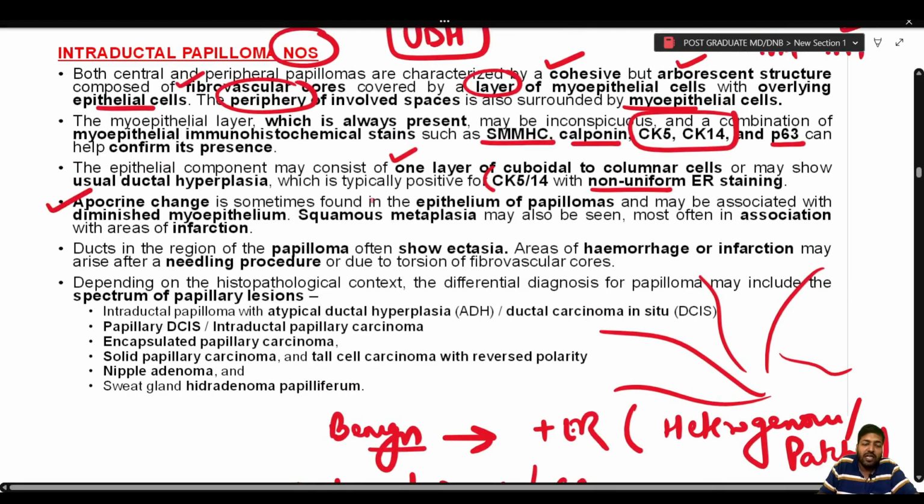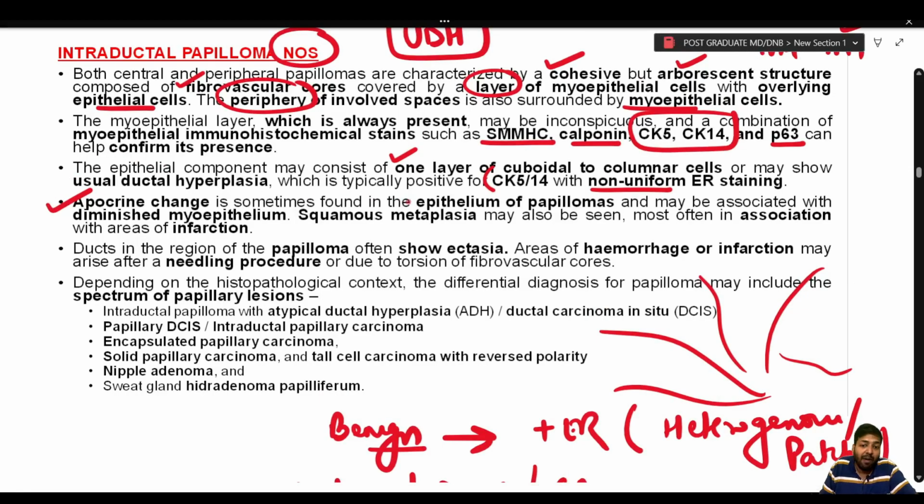Now, apocrine change is sometimes found in the epithelium of papillomas and may be associated with diminished myoepithelium. Squamous metaplasia may also be seen, most often in association with areas of infarction. Now, ducts in the region of the papilloma often show dilatation or ectasia. Areas of hemorrhage or infarction may arise after a needling procedure or due to torsion of the fibrovascular core.